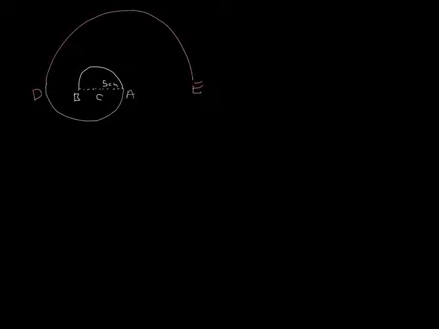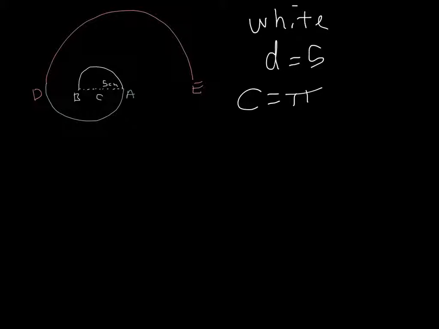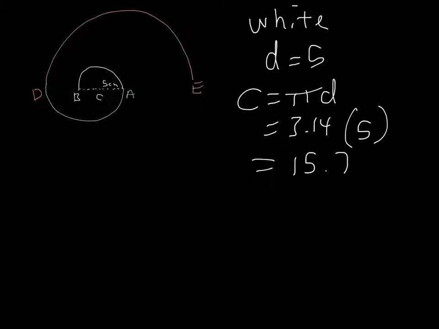So here we go. We're going to have 3 different colored sections, and I'm going to solve them piece by piece, starting with the white section. You wouldn't be able to label it white, but you might have to label it smallest or something else. For the white section, I know that the diameter equals 5 centimeters, so I know that circumference equals pi times diameter equals 3.14 times diameter of 5 equals 15.7 centimeters. So that's the circumference of the white section.